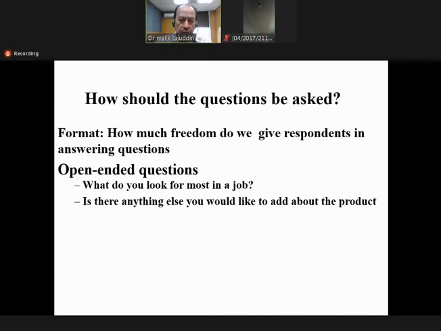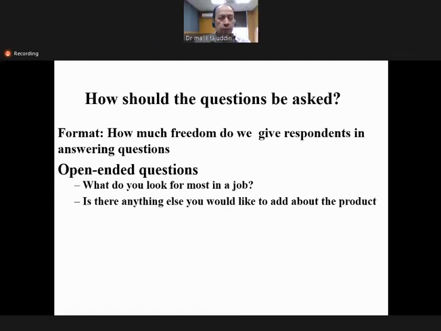An open-ended question is, for example, what do you look for most in a job? Now he may give too many answers. He may answer the better salary, better opportunities to progress in future, the authority, the freedom to work, the environment of the working place, etc. So this is an open-ended question, and the respondent may come with too many responses. Hundreds of responses may come.